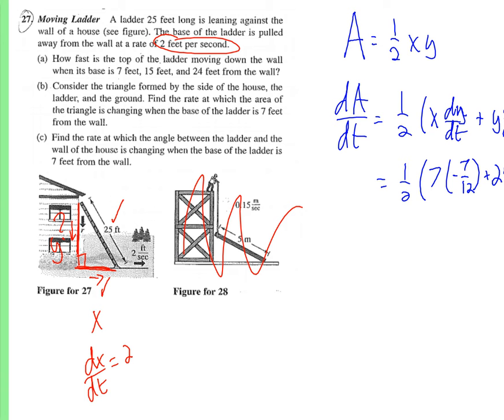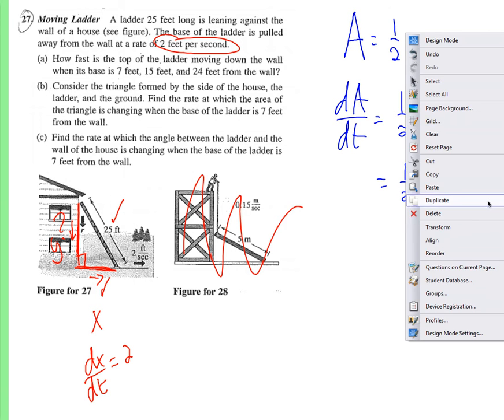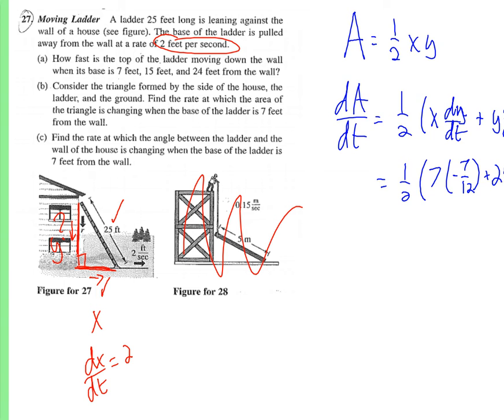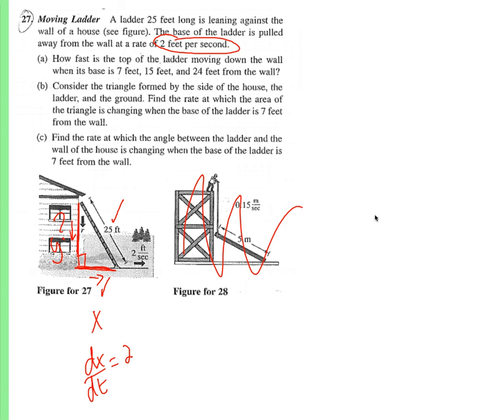Now it's asking about the angle. Find the rate at which the angle between the ladder and the wall of the house is changing, when the base of the ladder is 7 feet from the wall. The ladder and the wall. So we'll call that theta, naturally.